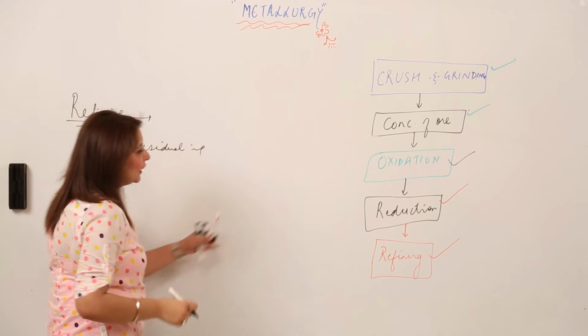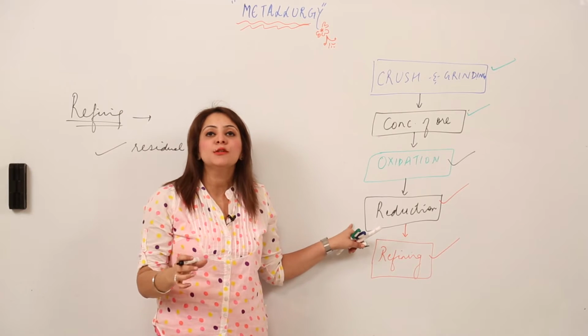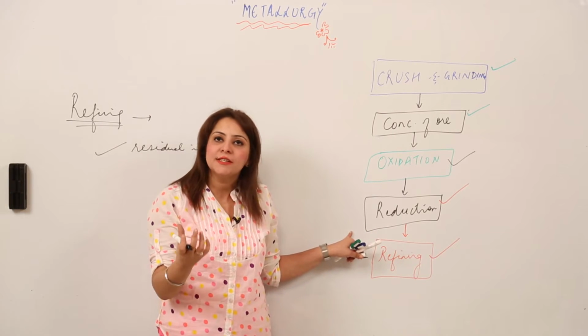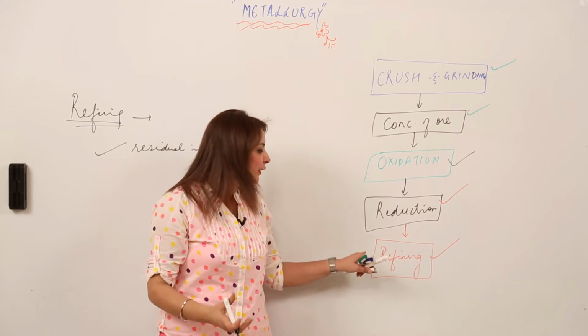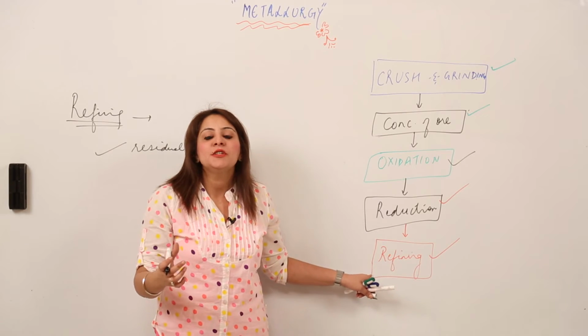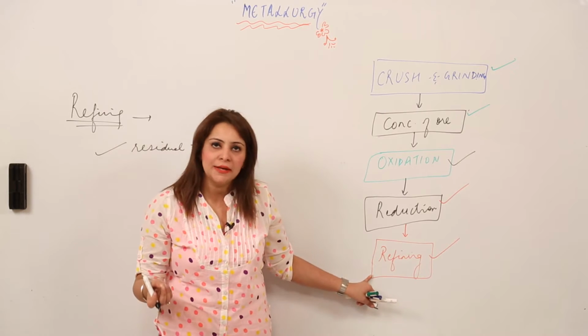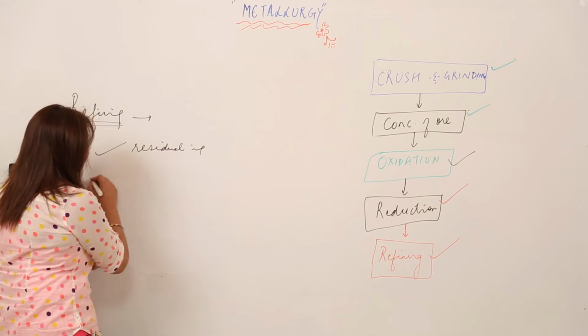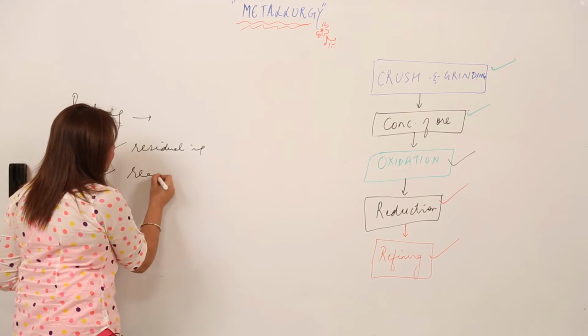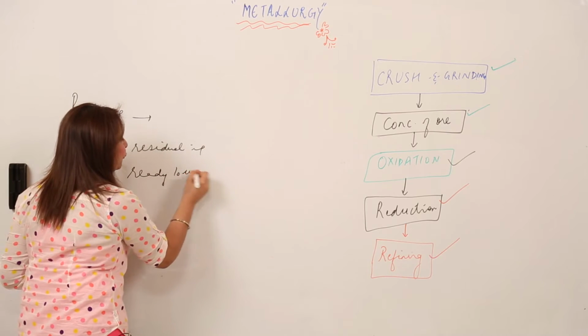Suppose after reduction we get a metal, but that metal is still not pure; it contains certain kinds of residual impurities. So we can refine it. That means we can remove the traces of impurities if they are present along with the metal. Or, in refining, we can convert it into a ready to use form.